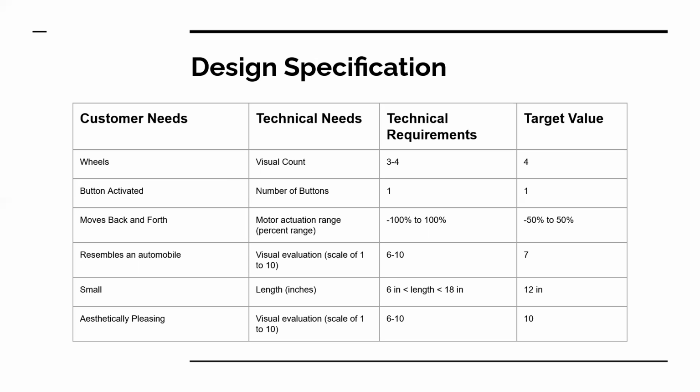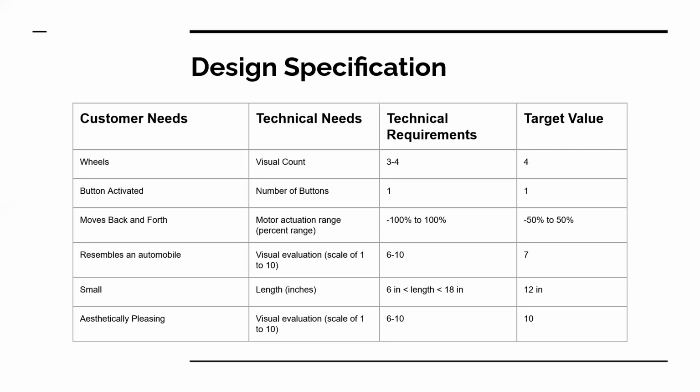In the resemblance of an automobile, it was a visual evaluation, and we put that on a scale from 1 to 10. The technical requirement was 6 to 10, and we decided to get a target value of 7. For the size, we measured it in inches, and we said it had to be between half a foot and 1.5 feet. And we decided to go midway with 12 inches.